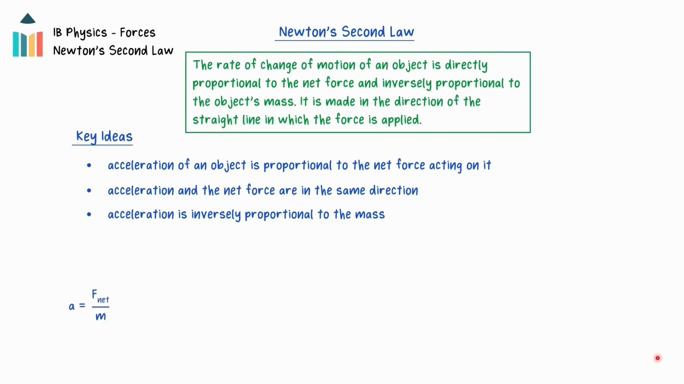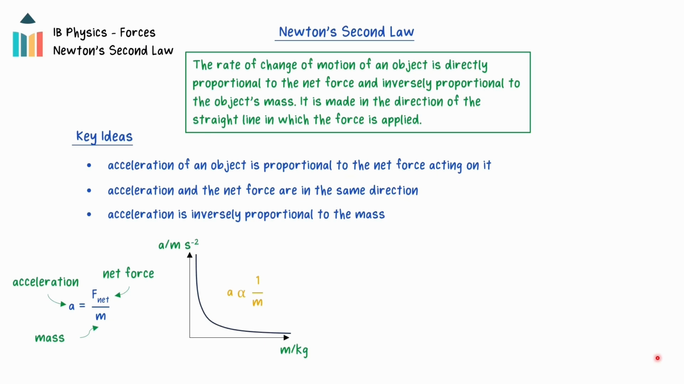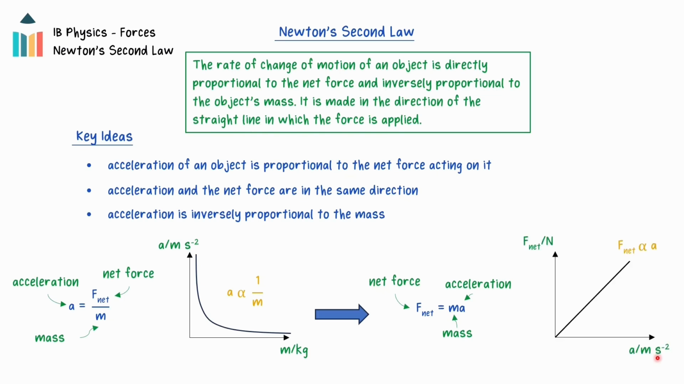From this statement, the formula for the acceleration of an object can be written as the net force divided by the mass. Recall that the net force is the vector sum of all the forces. This relationship shows that the acceleration is inversely proportional to the mass. Often Newton's second law is written in terms of the net force, and the net force equals the mass times the acceleration. Writing the equation in this form shows that the net force is directly proportional to the acceleration, with the mass being the constant of proportionality.